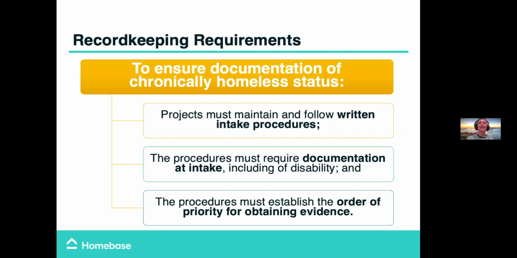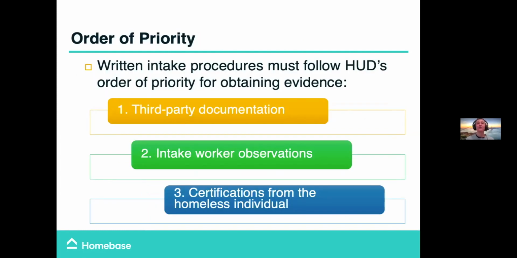The next slide gets at one of the core rules that I'm going to be coming back to as we talk about how to do the actual documentation. And that's something that HUD calls the order of priority. They call it something like the order of priority for obtaining evidence, but really it's a preference for certain types of documentation of eligibility. HUD has a strong preference for third-party documentation.